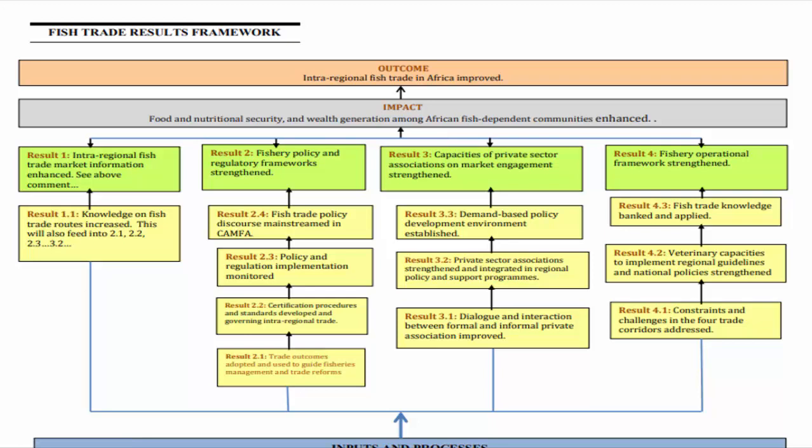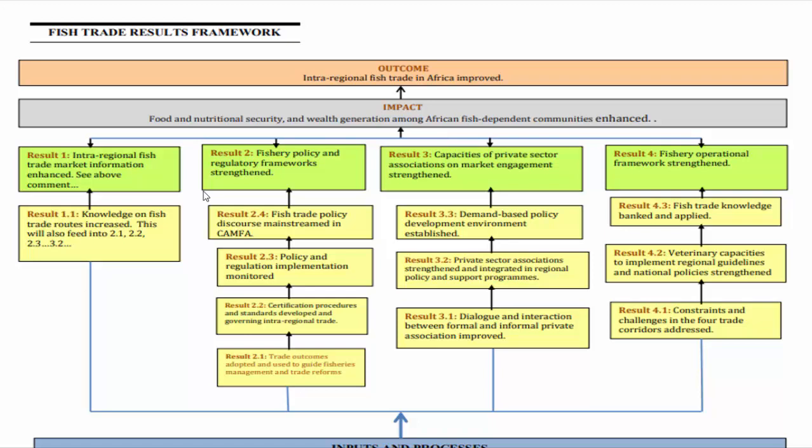So you have the results at the lowest level, which is, for instance, in this particular case, it's talking about trade outcomes adopted, then it builds up to results 2.2 certificate procedures and standards developed, then it builds up to 2.3, 2.4, and until finally there's another level that it builds up to.